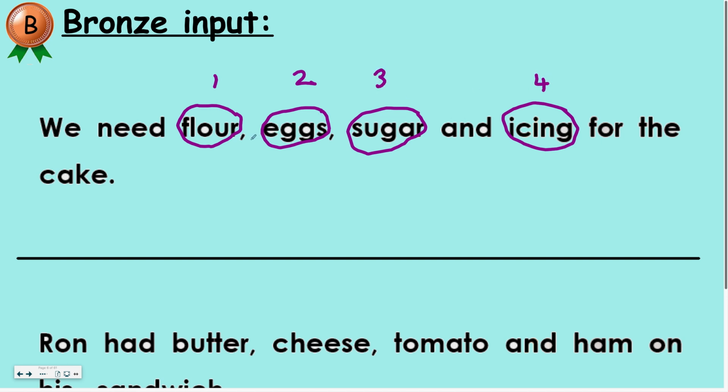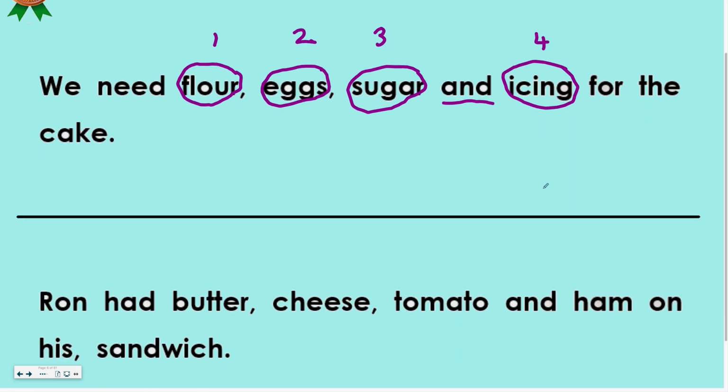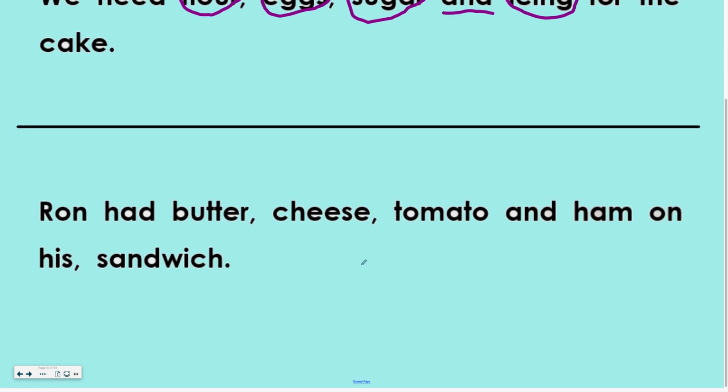So have I got commas in between 1 and 2? Yes. Have I got commas in between 2 and 3? Yes, I have. Look, eggs, comma, sugar. And then between the last two, 3 and 4, have I got the word and? I have. So I would say in my book, if I was going to write the answer to this question, I would say, yes, they are correct. And that's all you need to do. Yes, they are correct. Or you can just write the word correct if you want to. Let's have a look at this last one now.